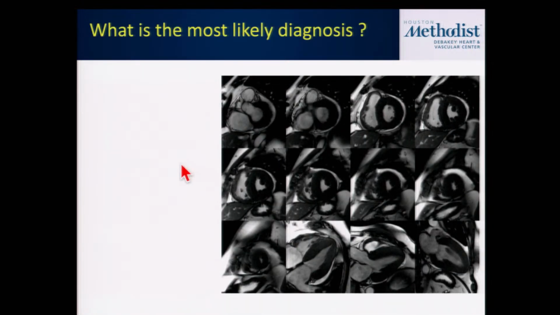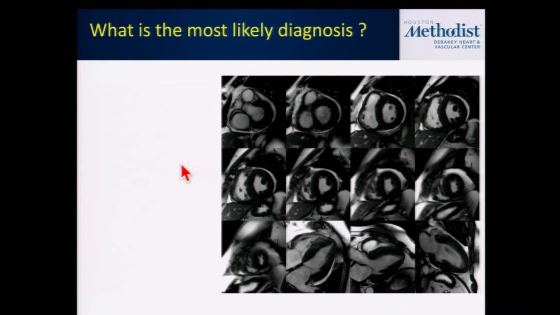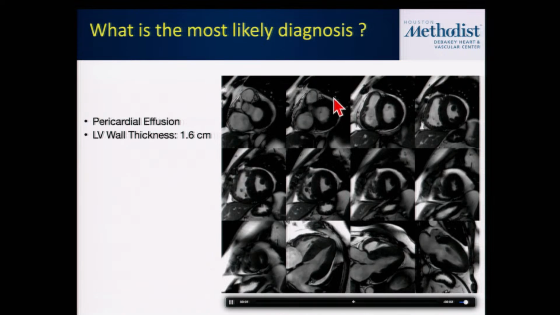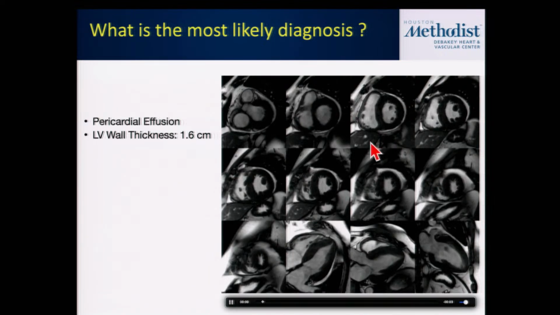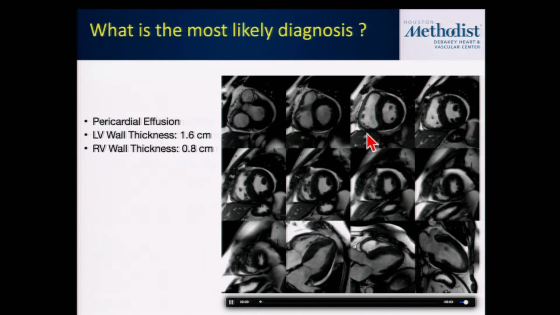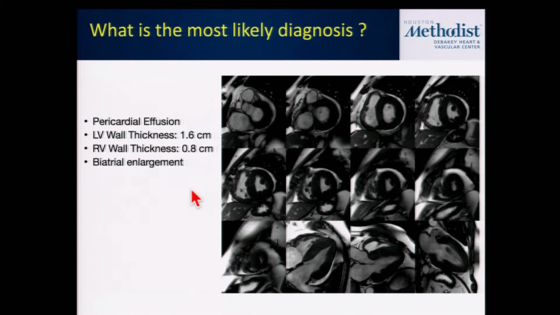So if I show you just the cine images, what do we notice? Well, one, it looks like there is a small pericardial effusion that you can see here as the area of high signal. There's increased wall thickness, about 1.6 centimeters. If you look at the right ventricular free wall, there's also an increase in wall thickness of about 0.7 to 0.8 centimeters.